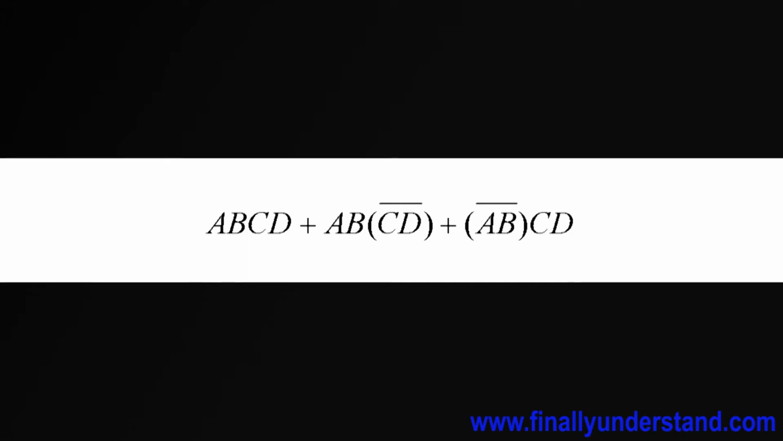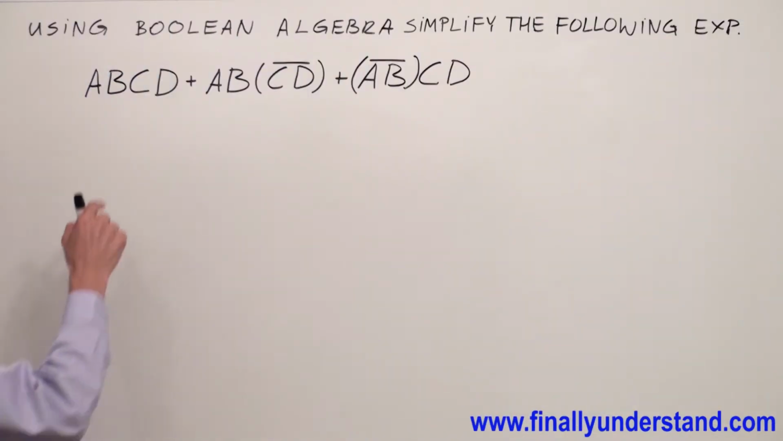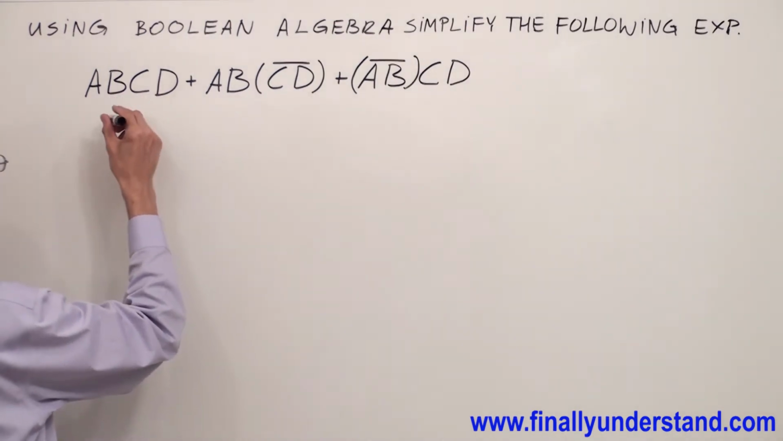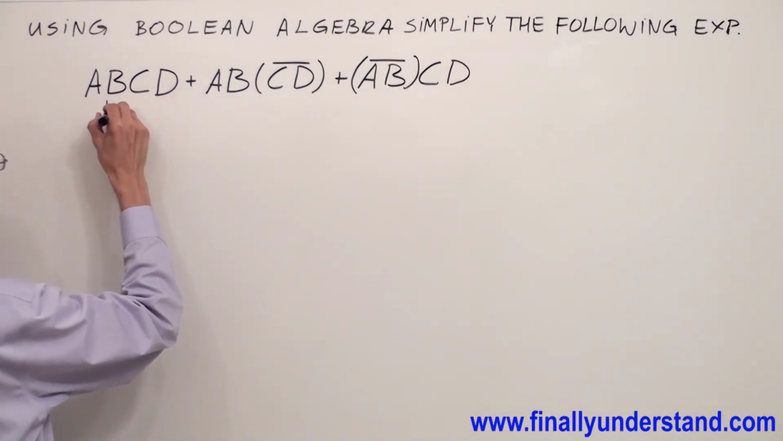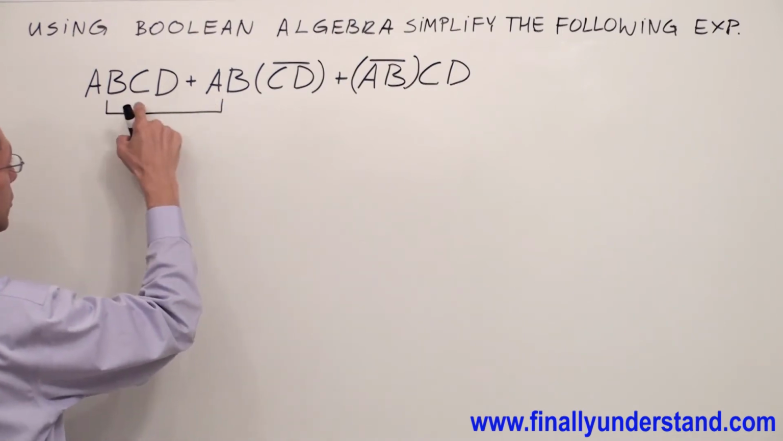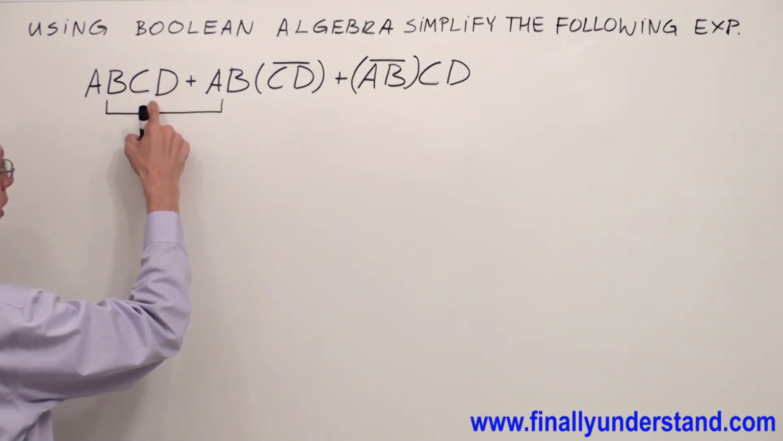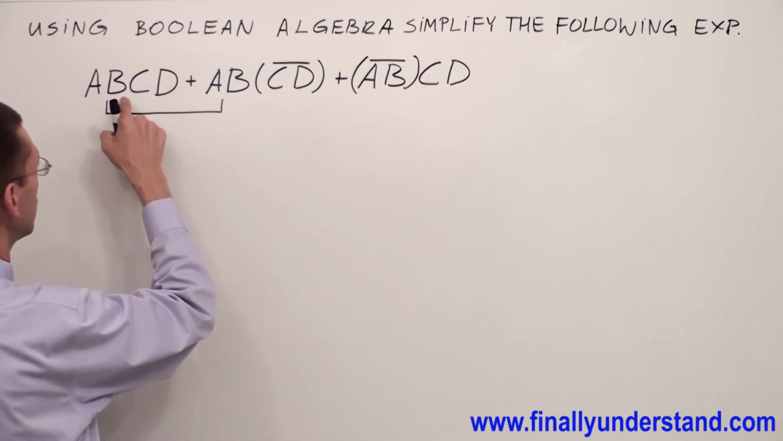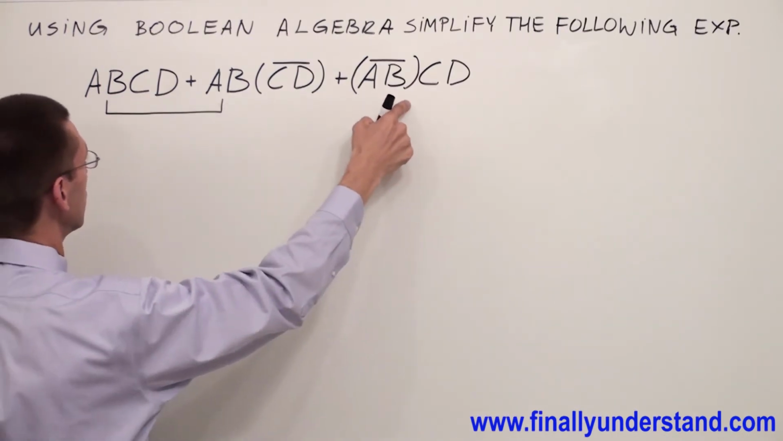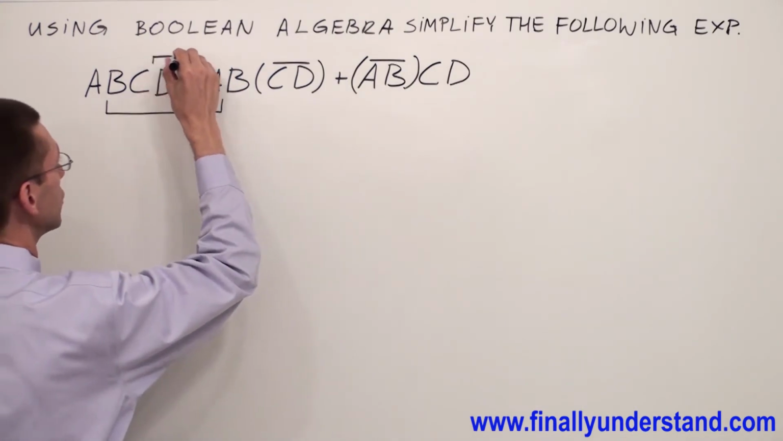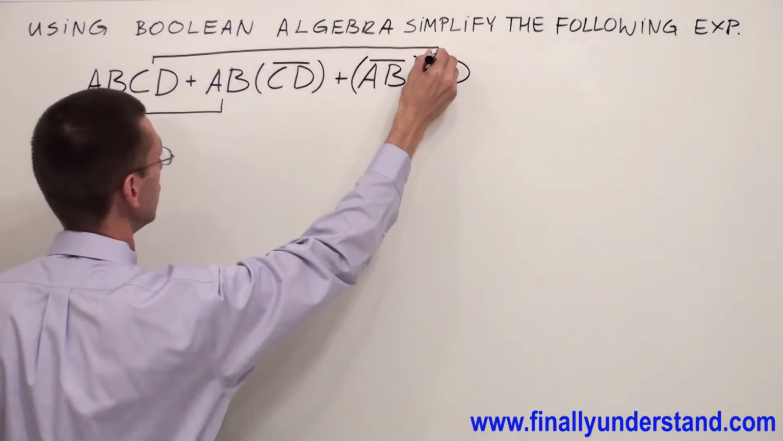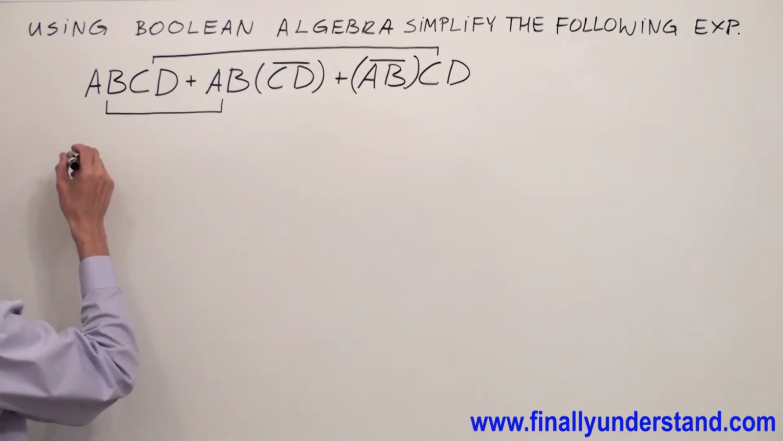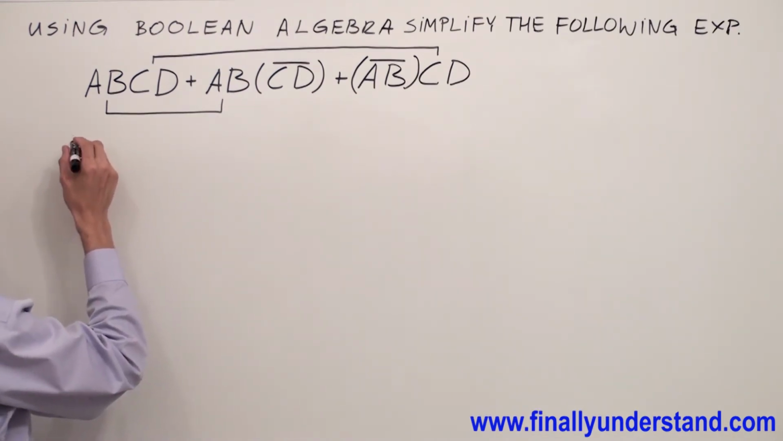Let's take a look at this example. Look at these two terms. I have AB and AB. I can factorize these two variables from these two terms. And let's take a look at this term and this term. We have CD. So I'm going to factorize CD from these two terms. Let's take a look at what I'm going to get from this factorization.